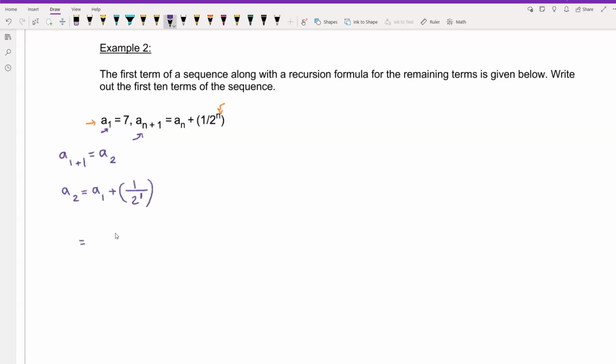Based on what is given on top, a sub 1 is equal to 7 plus 1 over 2. So here on this part we have 2 times 7, we have 14 plus 1. So the answer is 15 over 2.